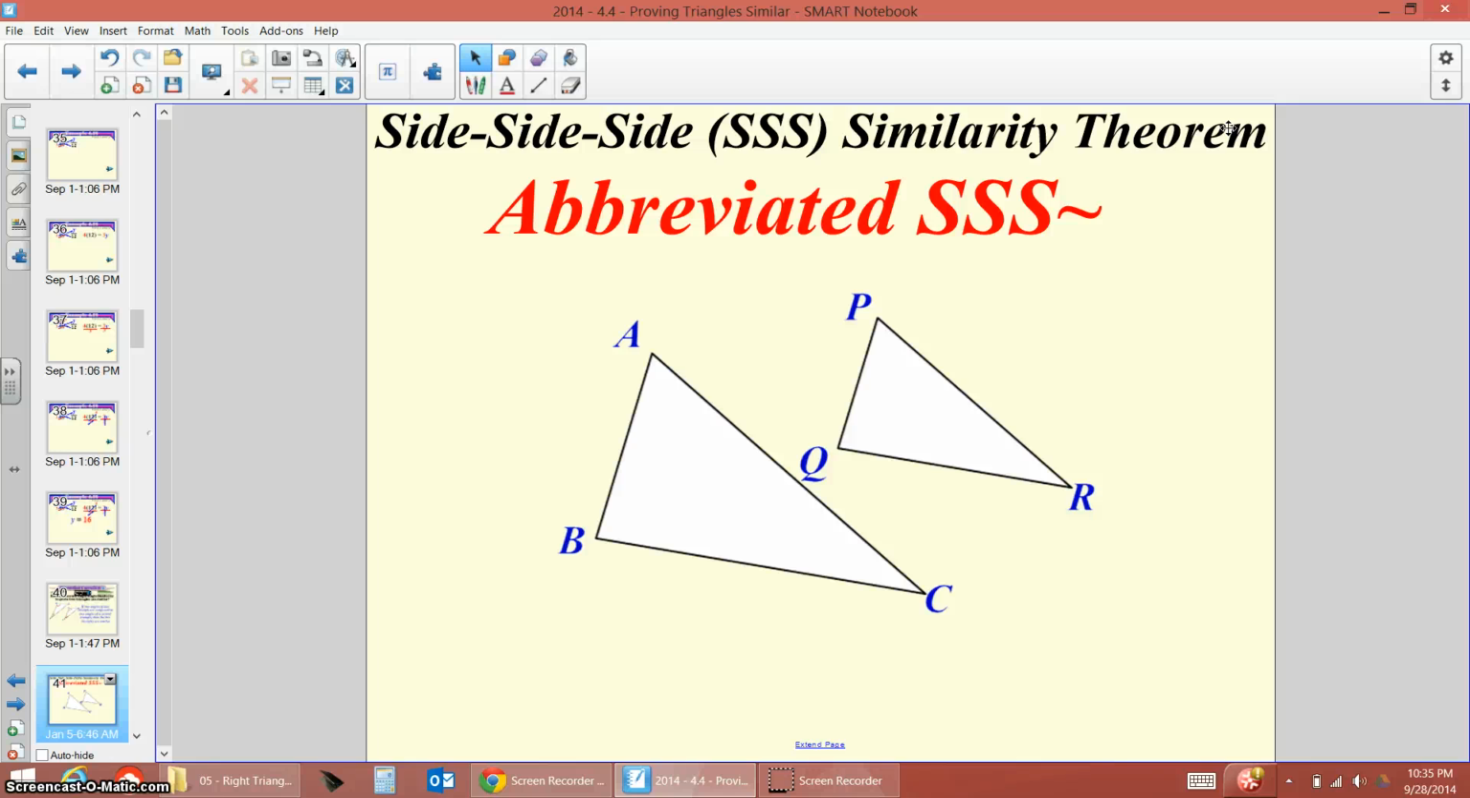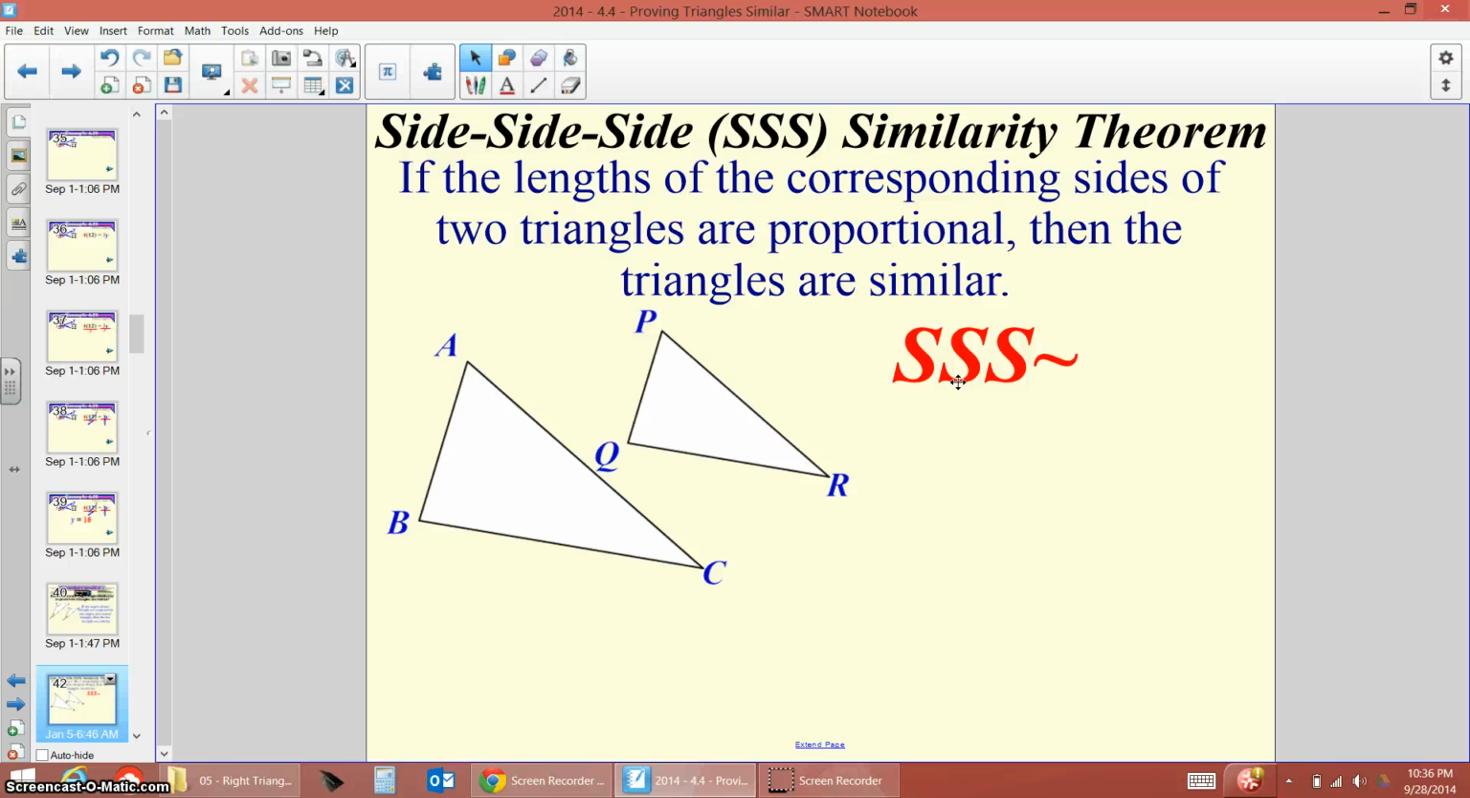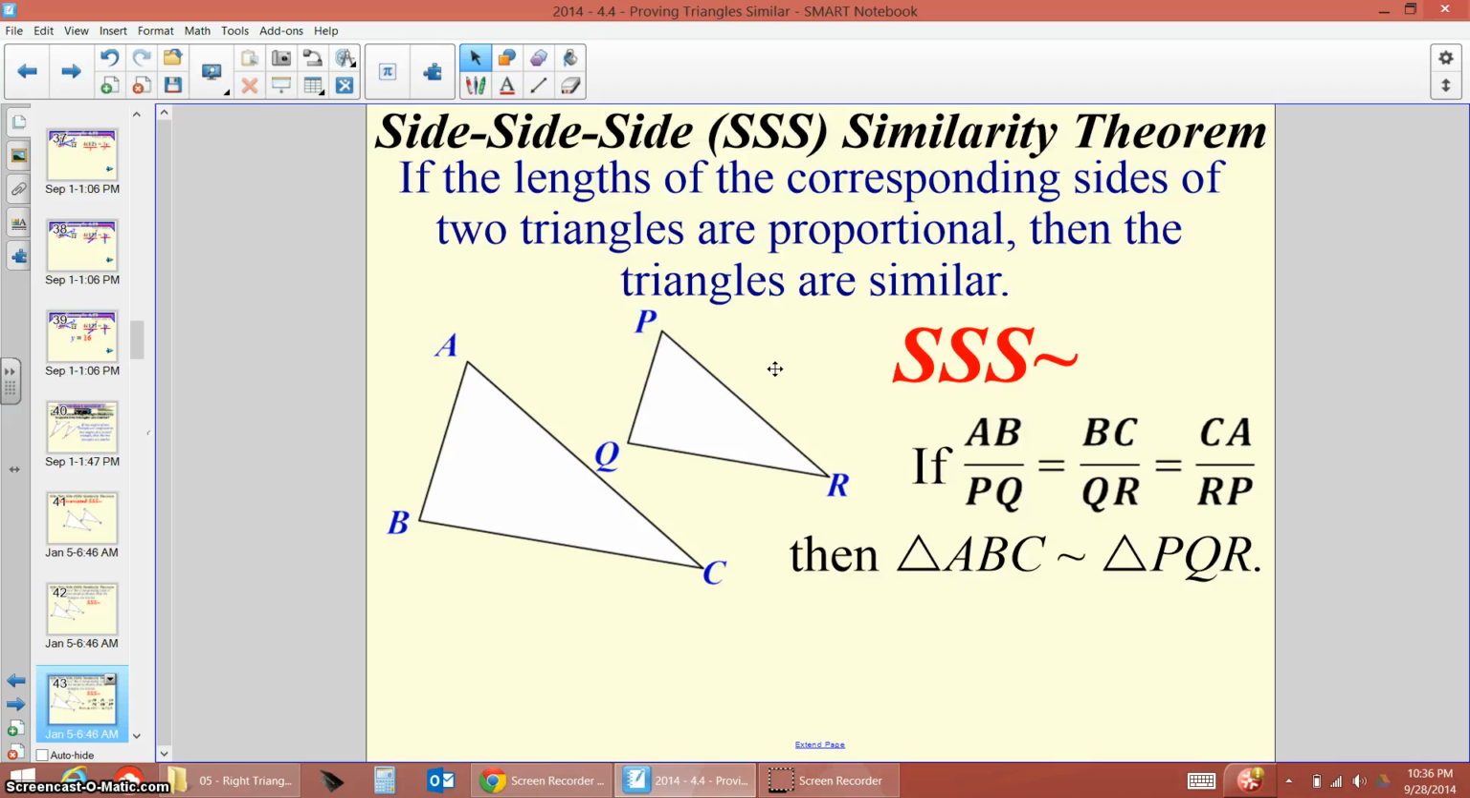So for side-side-side similarity, now a lot of you are going to be thinking, hey, this is the same as the congruent statement, side-side-side, which is true. If all three sides of a triangle are congruent, then the triangles are congruent. But for this side-side-side similarity, now we're saying if all three sides are proportional to the corresponding three sides, then they're similar. So instead of having them be congruent to each other, now we just have to have them be in proportion to each other.